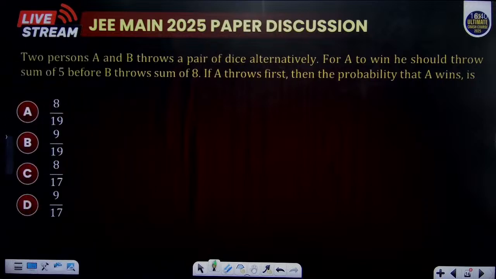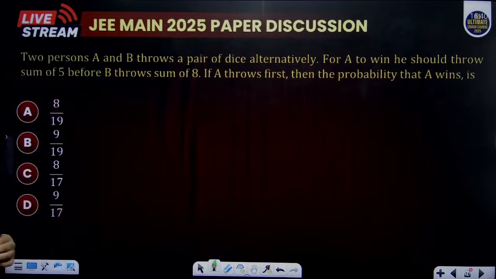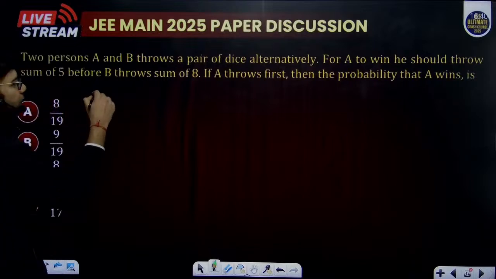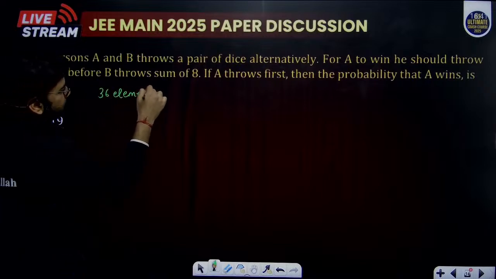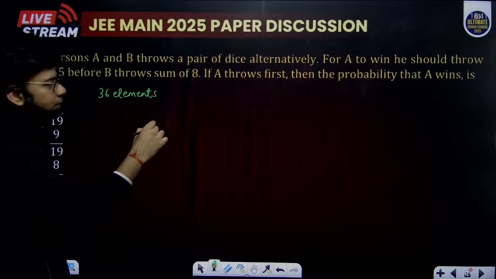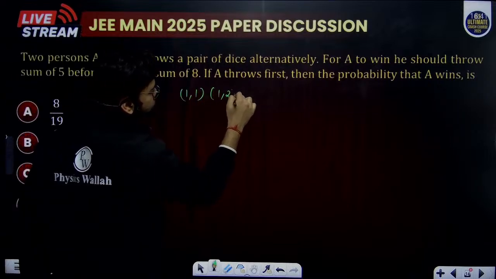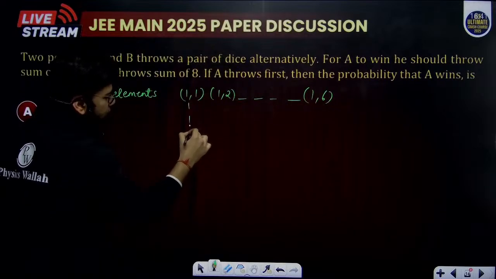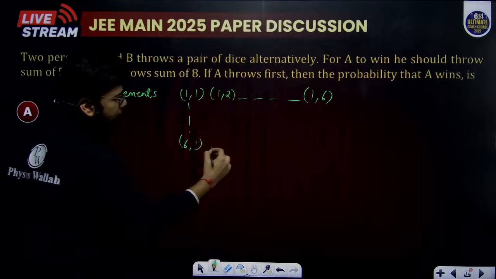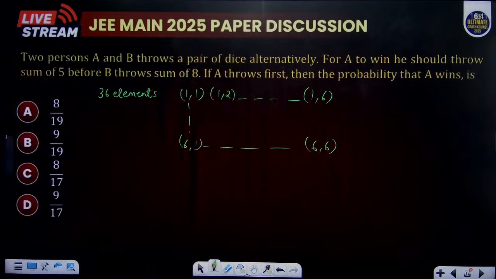So let's do one thing. What will be the sample space if I throw a pair of dice? It will be 36 elements, right? Total there will be 36 elements: 1,1; 1,2; and so on till 1,6; 6,1, and so on till 6,6. This will be 36 elements when I throw a pair of dice.